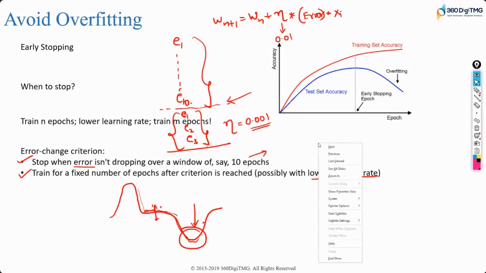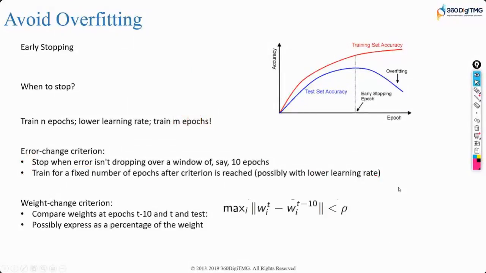Okay, we should not be too much of theory oriented, right? Practically, this is what happens. These are all practical examples. Okay, then weight change criterion. What is your ultimate objective? Your objective function is to minimize the error by changing the weights.